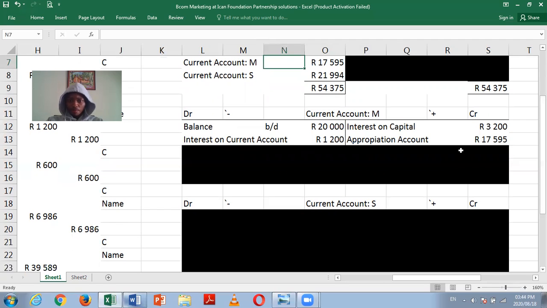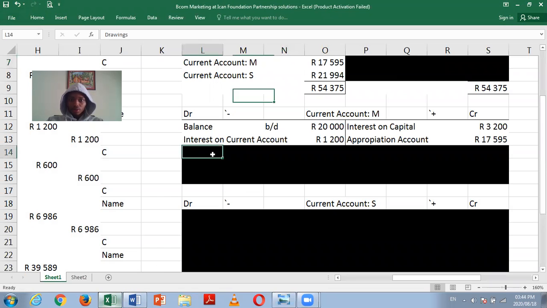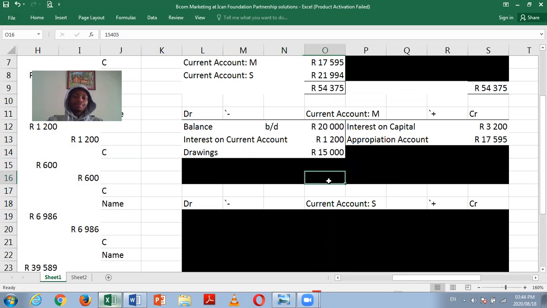Okay, so now what are we having again? Remember we had drawings, right? Let me open the question. We had drawings, which is 15,000 and 5,000. So now we're going to close off these drawings to the current account. Remember drawings decrease your equity account, right? So on my current account, my drawings should be on the debit side. I hope you are following.